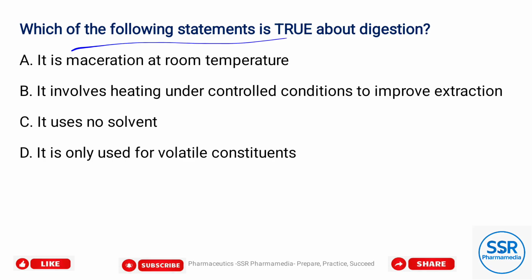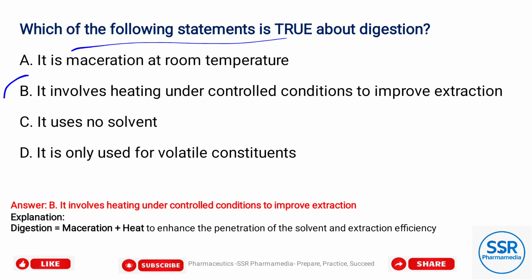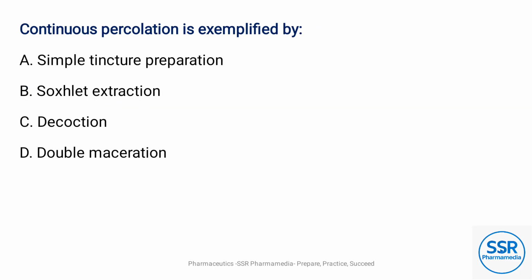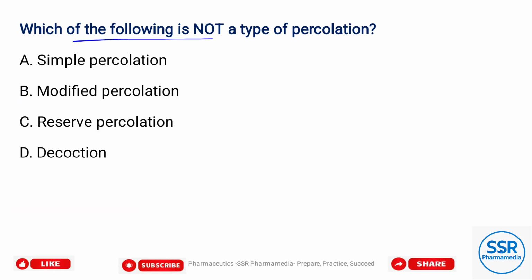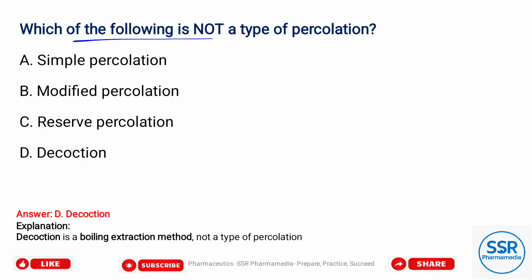Which of the following statements is true about digestion? Option B, it involves heating under controlled conditions to improve extraction. Continuous percolation is exemplified by option B, Soxhlet extraction. Which of the following is not a type of percolation? Option D, decoction.